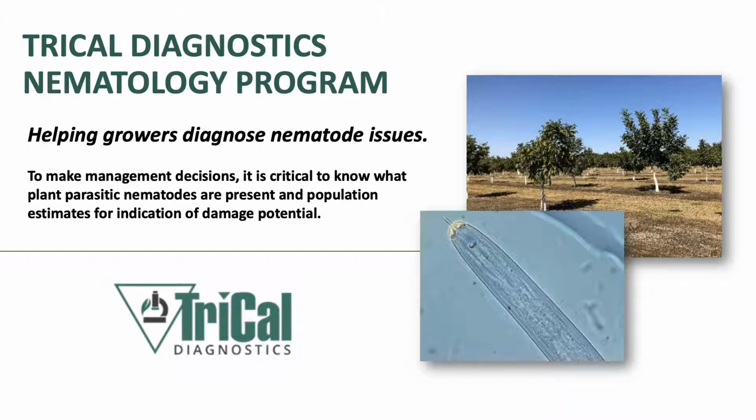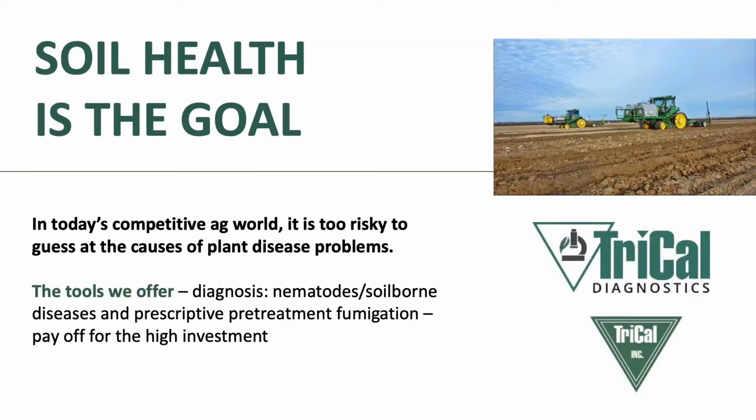At Trical Diagnostics, we are here to help growers diagnose nematode issues. When it comes to making management decisions, it is very critical to know what plant parasitic nematodes are present and population estimates, which can help indicate damage potential. In today's competitive ag world, it is too risky to guess at the causes of plant disease problems. The tools we offer at Trical and Trical Diagnostics help diagnose nematode problems and soil-borne diseases and provide pre-treatment fumigation to help pay off for the high investment.